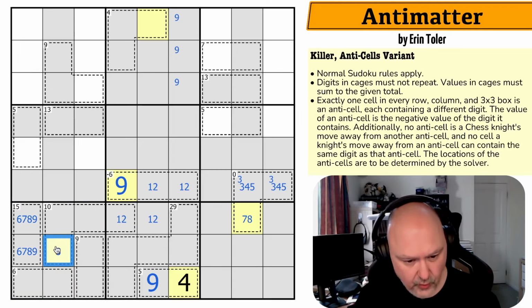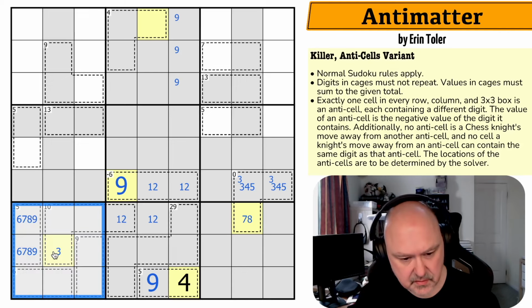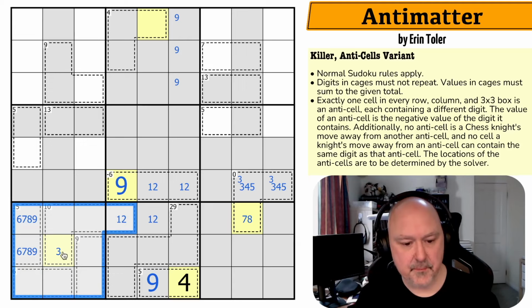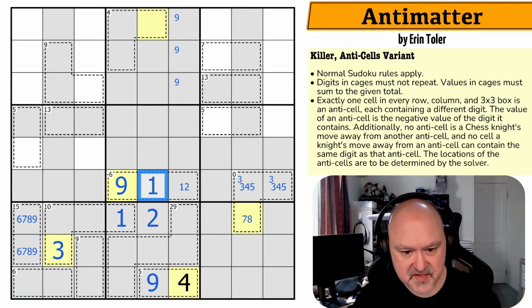If this is a 4, these would sum to 37. This would be 37. And that would have to be a 3, and it can't be. This is a 3, this is a 1, this is a 2, this is a 1. That's insane. These sum to minus 2.